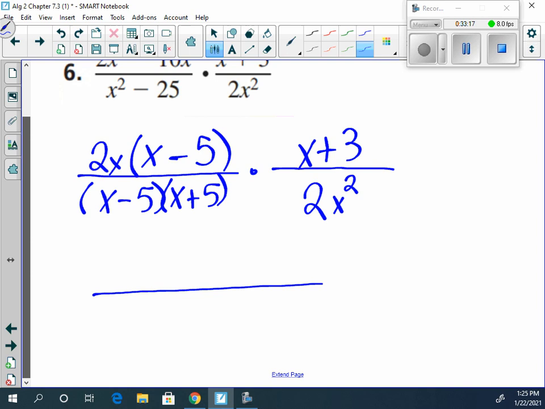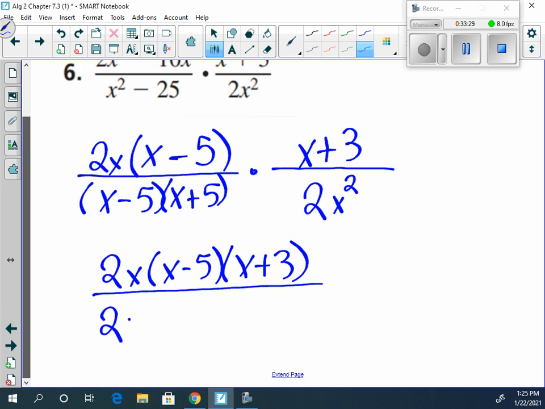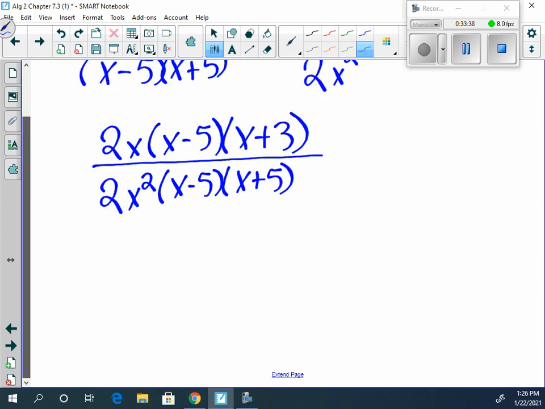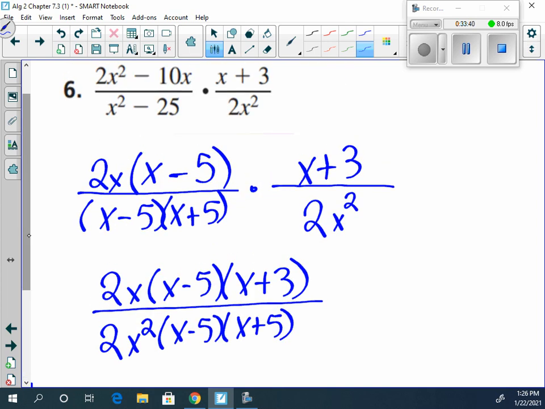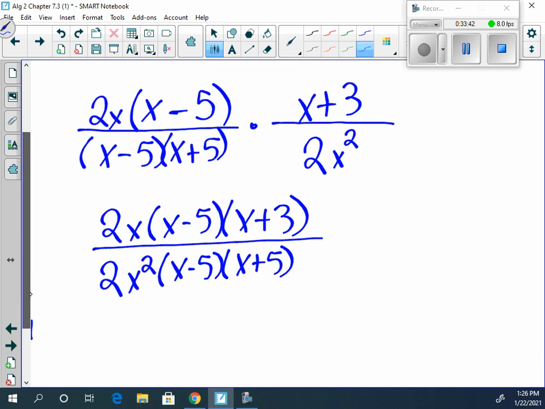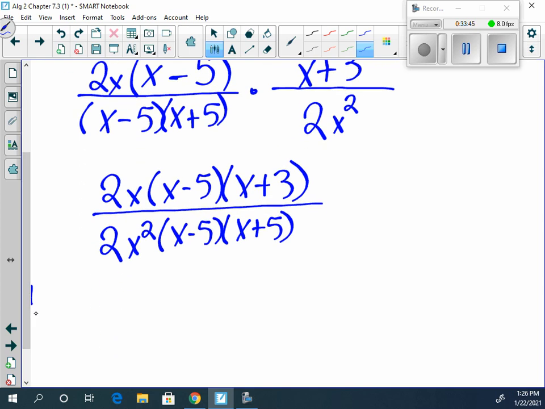Any questions on how we factored this here? Now we can multiply these together. On top, I'm going to have 2x times x minus 5 times x plus 3. On bottom, I'm going to have 2x squared times x minus 5 times x plus 5. So we get this here. Okay.